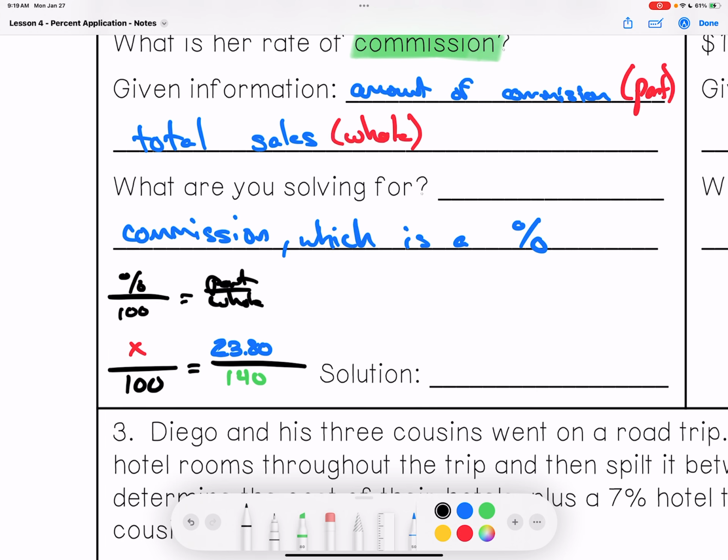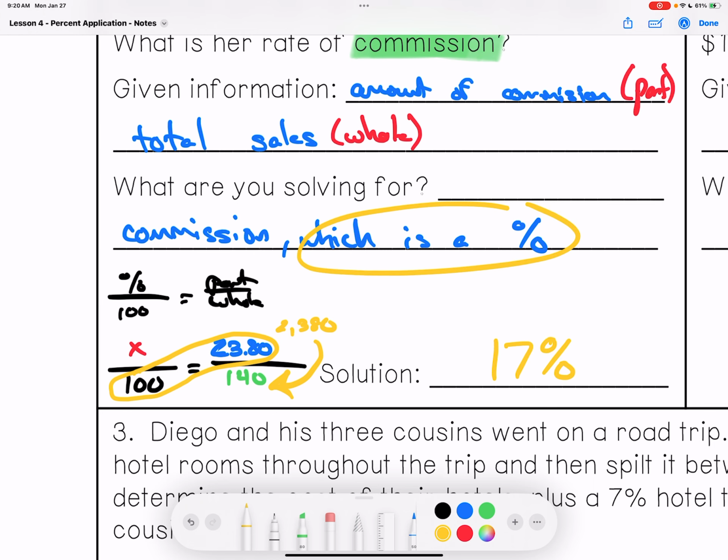All right. So in your calculator, let's do it the other way. Let's do cross product. In your calculator, go 100 times 23.80. Everybody do that, please. 100 times 23.80. And when you get that, you should have 2,380 in your calculator. And then you're going to divide that by the number that is left, which is 140. And you're going to get 17. Remember, it was a percent, so it's 17%.